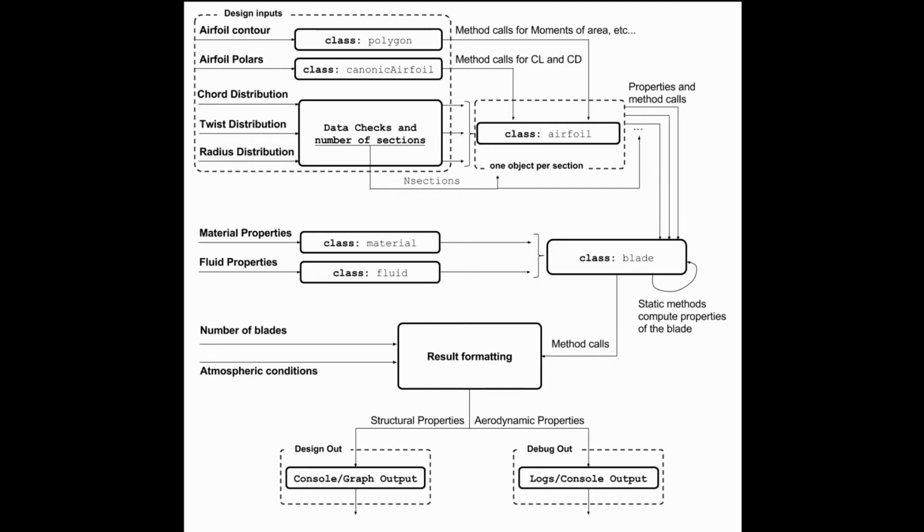Then, these objects are used to assemble a blade element for each section of the blade. Finally, all the blade elements are assembled into a single blade object. We use a simple MATLAB script to conduct operations on that object and assemble the resulting data into human-readable formats.